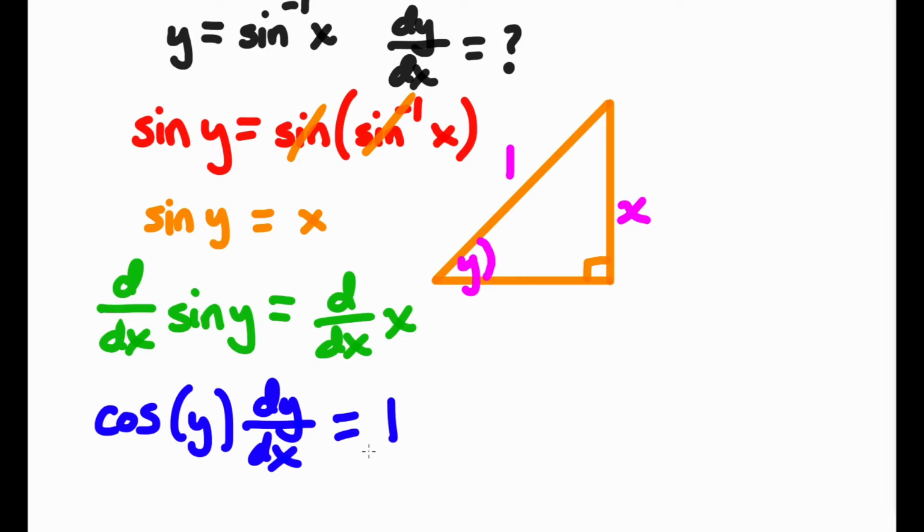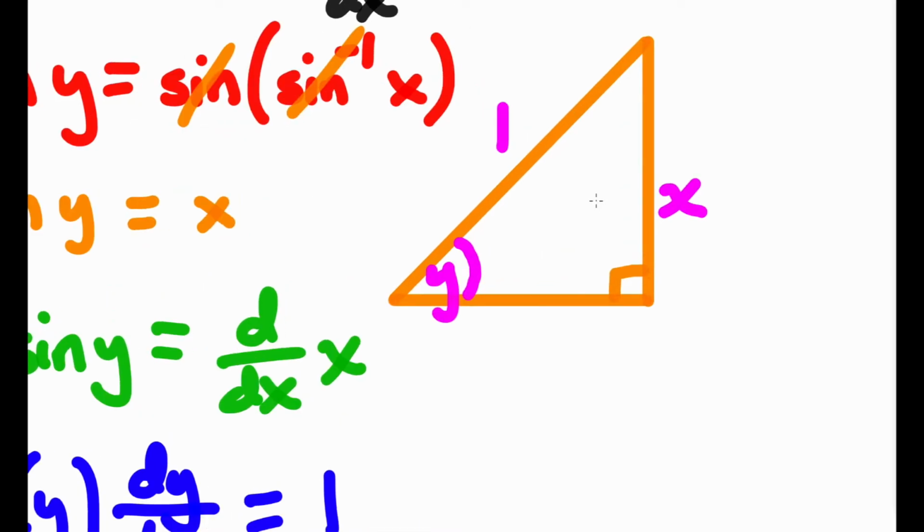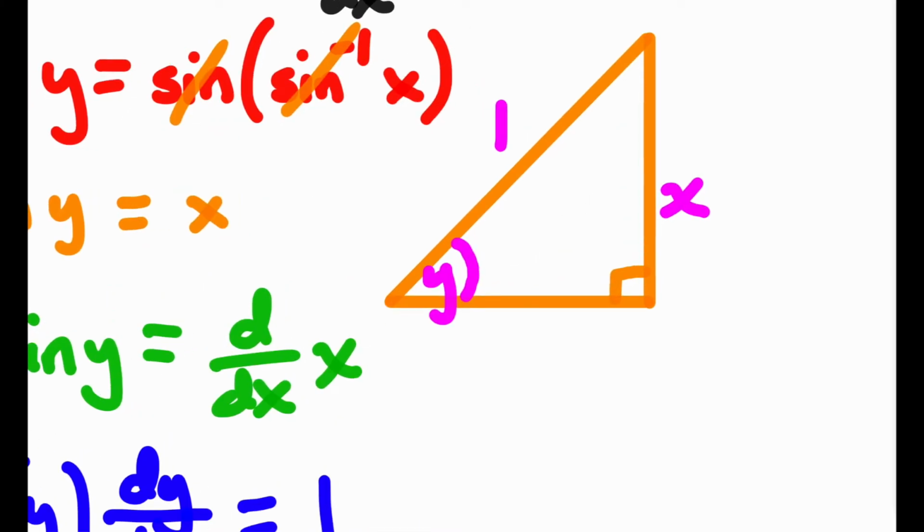Now we're looking for dy over dx, so I'm going to simplify for that real quick by getting rid of that cosine y. And you end up with something like this, 1 over cosine y, but I want this in terms of x. And this is where the triangle comes into play, because we can use this triangle up here to figure out what cosine of y is. And it's going to look something like this.